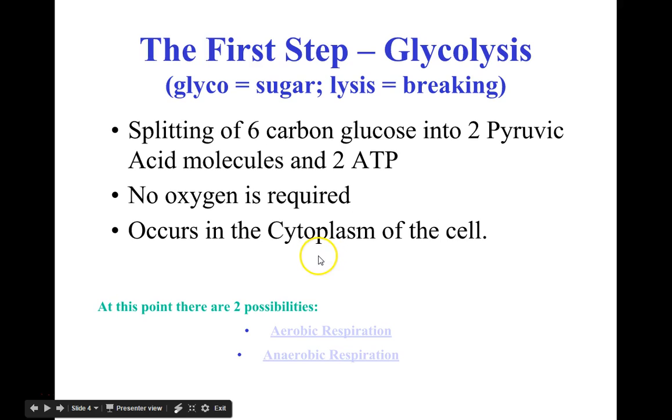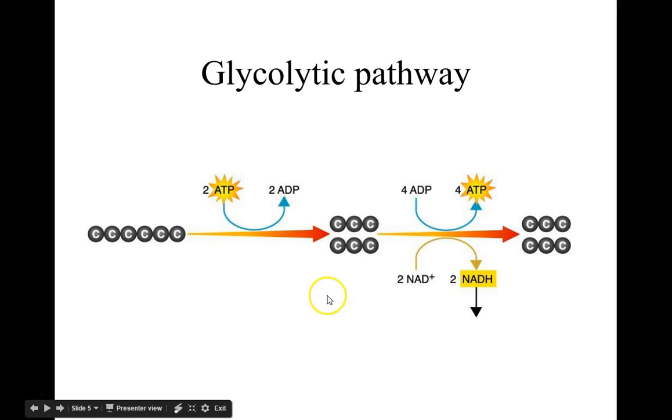And like I said earlier, it occurs in the cytoplasm of our cell. So when we have plenty of oxygen available, cells will go through aerobic respiration. So that's the purpose of this presentation today, is to go through aerobic processes. So aerobic requires oxygen. I just said glycolysis does not.